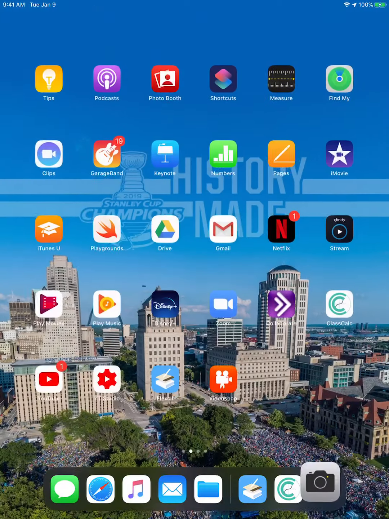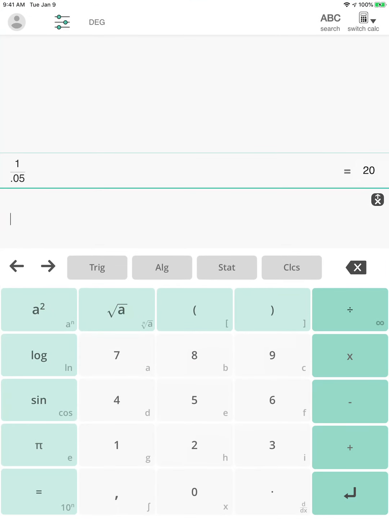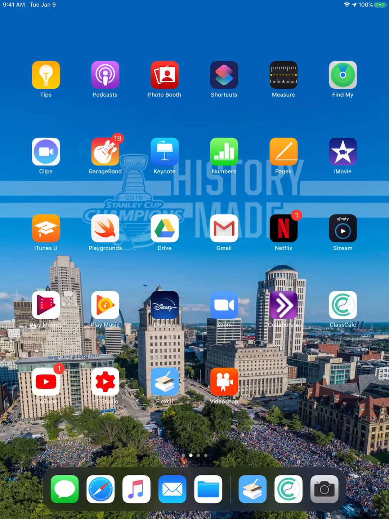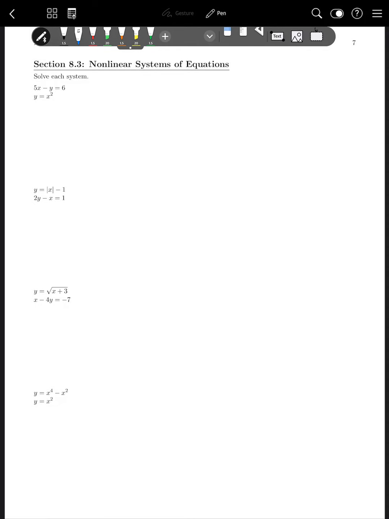But the basic idea in this section is that we're taking all of the things we've learned in this class. First of all, the methods for solving systems, and then the methods we've learned in previous chapters of how to solve different types of equations, to solve these systems of nonlinear equations. So here we go. You can take out your notes and turn to page number 7, and we'll get started.